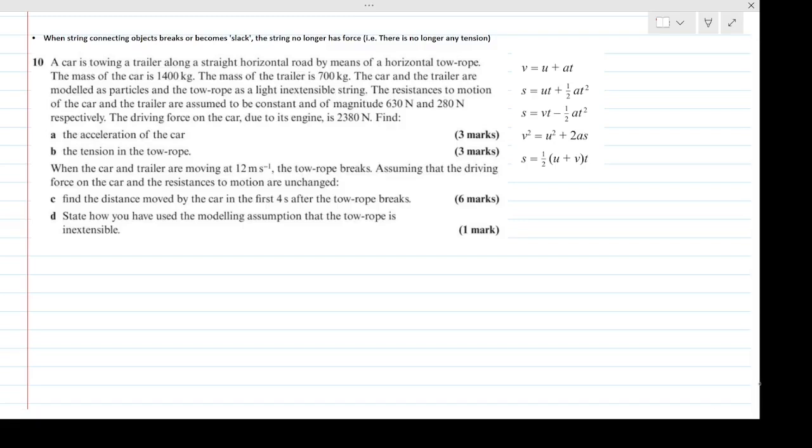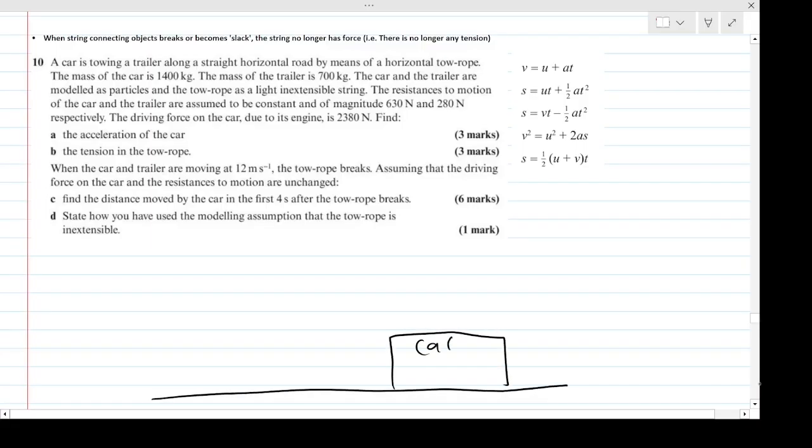So let's have a look at this question here. We're told a car is towing a trailer along a straight horizontal road. So again, we've got this horizontal. We have a car towing a trailer. So let's say we have the car here. The car is 1400 kilograms. The trailer is 700 kilograms.